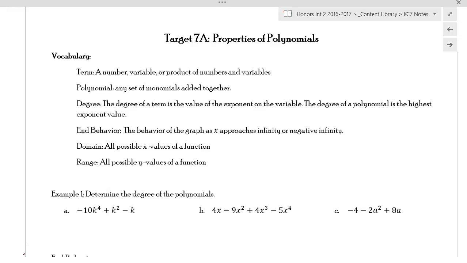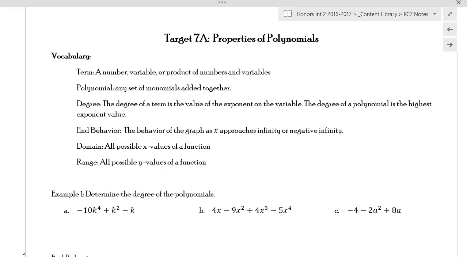Polynomials, any set of monomials, which are also terms, added together. So again, a polynomial is just terms separated by addition or subtraction signs. For a degree, the degree of a term is the value of the exponent on the variable, right? So a term itself has a degree where it's just whatever the exponent is. The degree of a polynomial is the highest exponent value in that polynomial, right? So a polynomial has many terms. Whichever one is the highest, that's the degree of the polynomial.